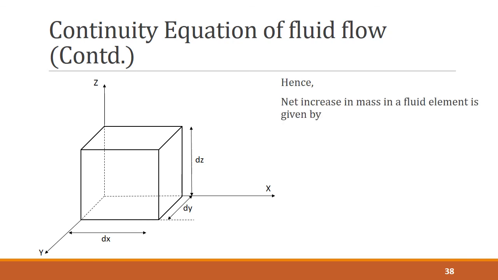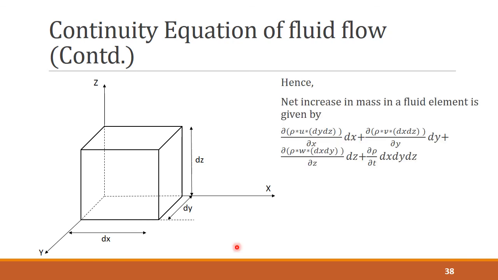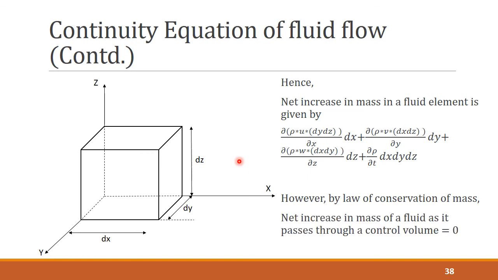The net increase of mass in the fluid element is given by the increase of mass in the x direction plus the increase of mass in the y direction plus the increase of mass in the z direction plus the increase of mass with time. This is the net increase of mass in the fluid element. However, by the law of conservation of mass, when water enters the control volume, it does not gain any mass before it leaves the control volume. And so, the net increase of mass of a fluid as it passes through the control volume is equal to 0.